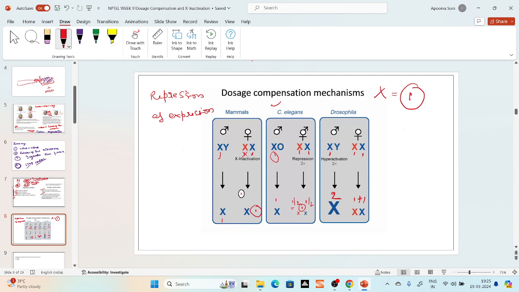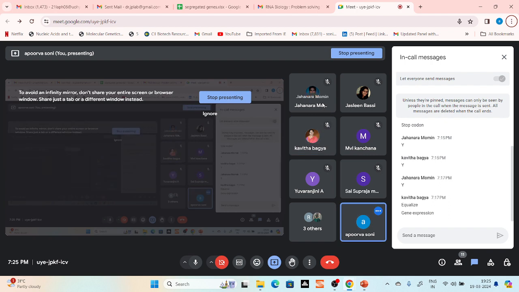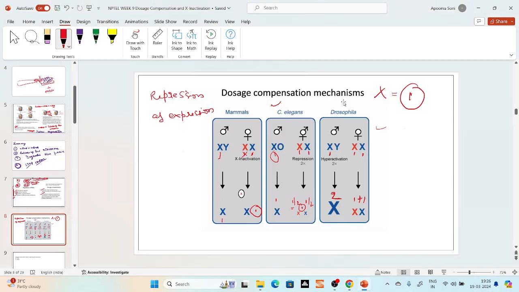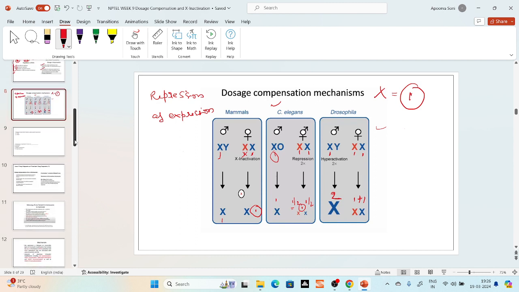Is this clear to everybody? The three different mechanisms: inactivation, repression, and hyperactivation. Is this clear? Okay, just a minute. Okay. If this is clear, then let us solve 2 3 questions and then we will move to the next lecture.